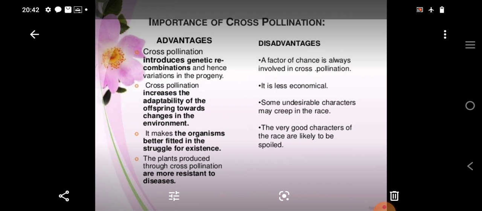Some undesirable characters can also be introduced by the incoming pollen. ठीक है, and the last one, very good characters of the race are likely to be spoiled. तो ज़रूरी नहीं कि हमेशा सारे कैरेक्टर मेंटेन ही रहेंगे, कुछ अनडिजायरेबल कैरेक्टर भी आ सकते हैं एंड कुछ डिजायरेबल कैरेक्टर पास ऑन नहीं भी हो सकते हैं. सो दीज आर सम डिसएडवांटेजेस. So in this way we are completing our pollination process.